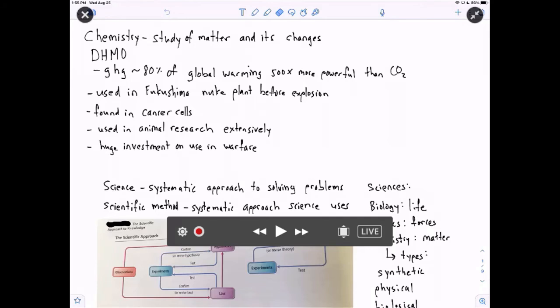There's a lot of metals and rare earths involved in electronics. So yeah, any questions?